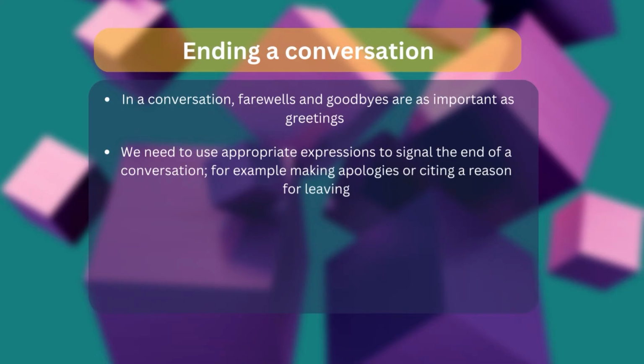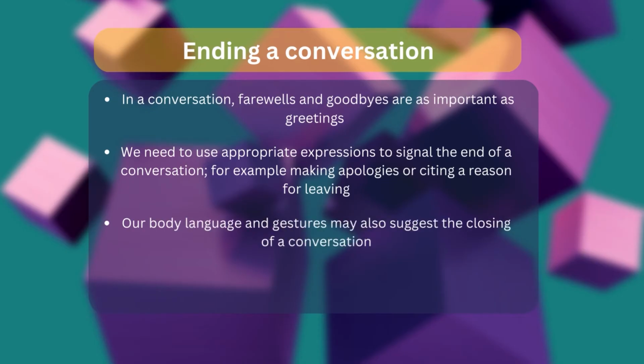Our body language and gestures may also suggest the closing of a conversation. That is very important. If we are running late, then we're all very shaky, right? So we don't make eye contact. We think of something else. We do not really listen to the conversation. So these are the body language and gestures that suggest that we have to end this conversation because we are getting late, right?